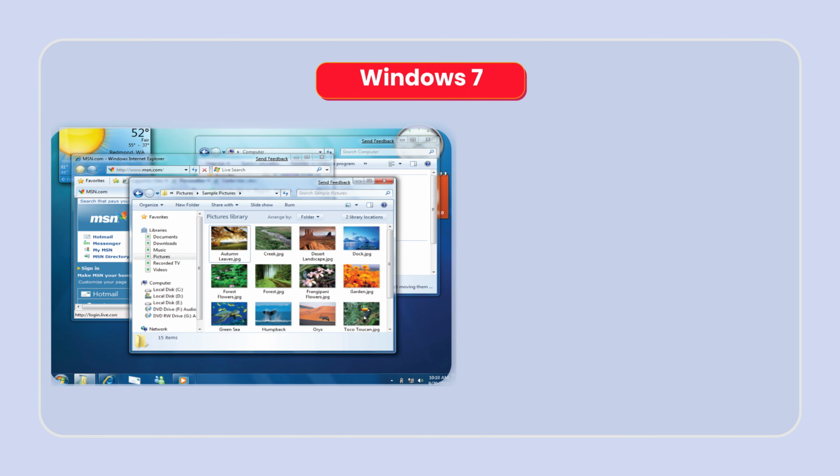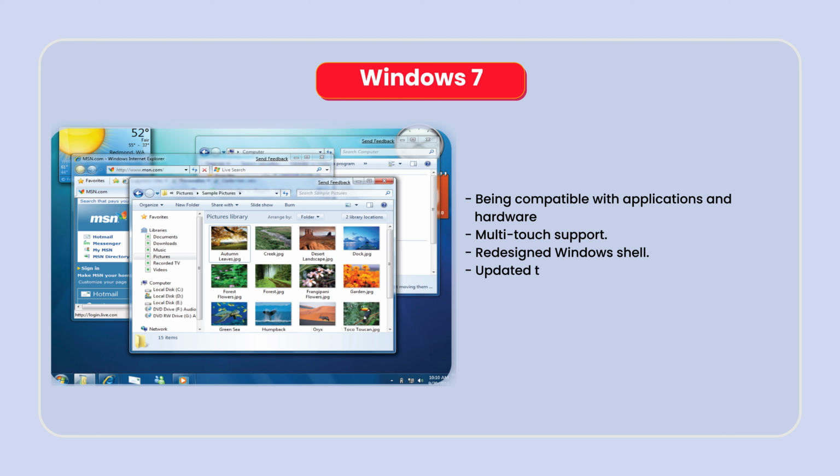Windows 7. Windows 7 and Windows Server 2008 R2 were released to manufacturing and to the public on October 22, 2009. Unlike Windows Vista, which introduced a number of new features, Windows 7 intended to focus on the goal of being compatible with applications and hardware that Windows Vista was already compatible with. Other updates were multi-touch support, a redesigned Windows Shell, an updated taskbar, a home networking system called HomeGroup, and performance improvements.